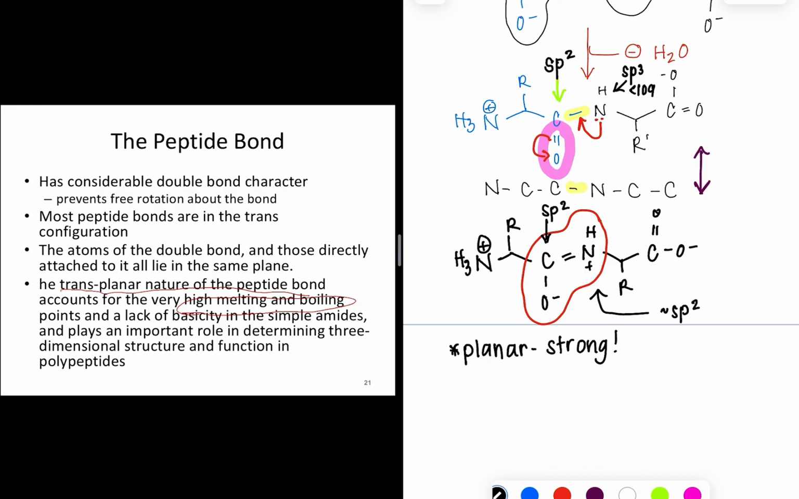Additionally, in an amide bond, because that nitrogen is tied up in this resonance structure, the nitrogen that would normally be fairly basic, so remember, amines are basic, but amides, not basic. The lone pair on the nitrogen is now tied up in this double bond character to the carbonyl, and so the amide bond is no longer basic.